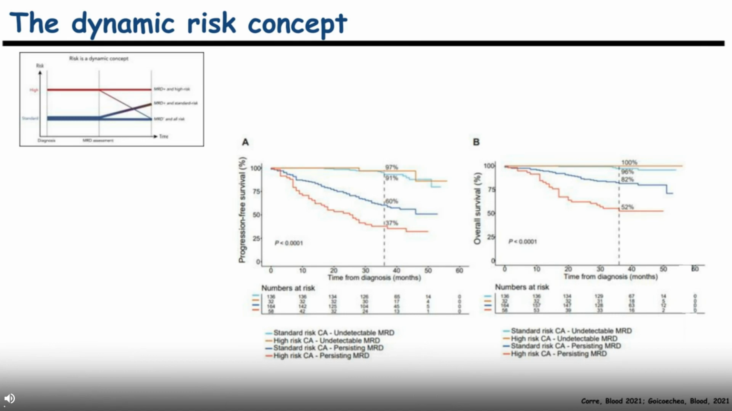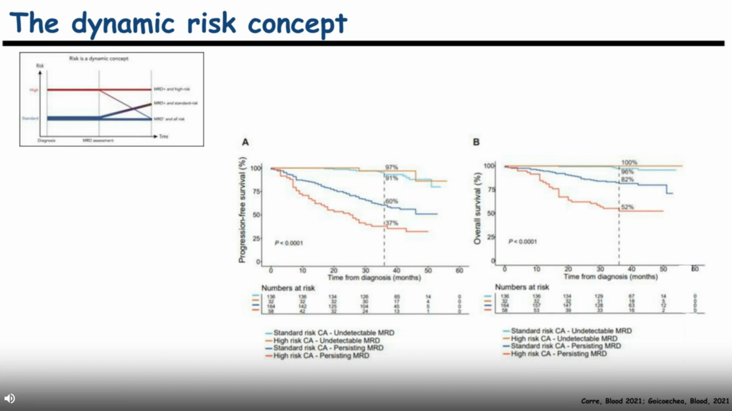As previously introduced, MRD negativity surpasses the diagnostic risk definition at diagnosis, and therefore supports the concept of dynamic risk. I already mentioned that achieving MRD negativity overcomes the poor prognosis introduced by high risk associated with cytogenetic abnormalities. MRD negative high-risk patients have similar progression-free survival or overall survival profiles to those with standard risk cytogenetics.